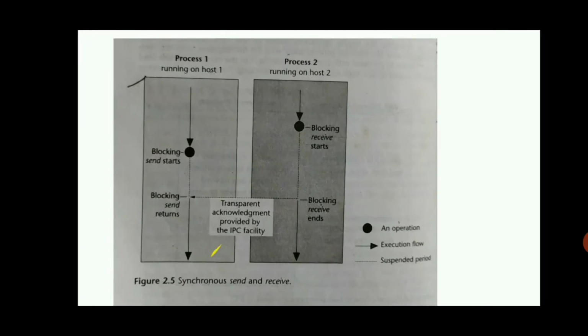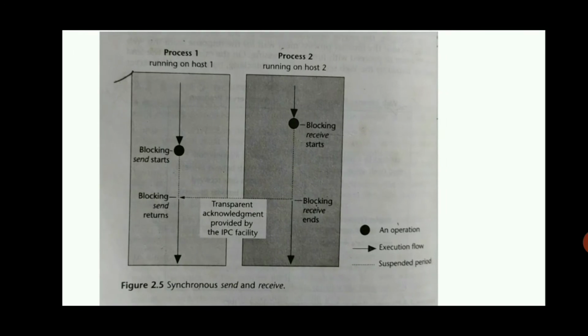In this case, a receive operation issued causes the suspension of the issuing process, that is process 2, until data is received to fulfill the operation. So process 2 issues the receive operation and it blocks that receive operation. And here process 1 issues the send operation and blocks that send operation.